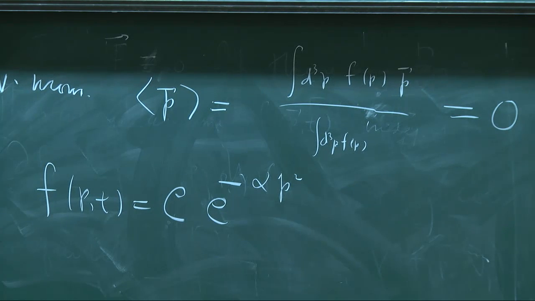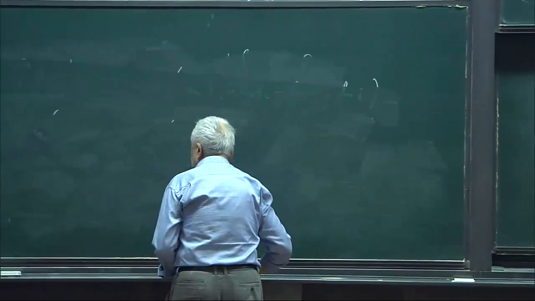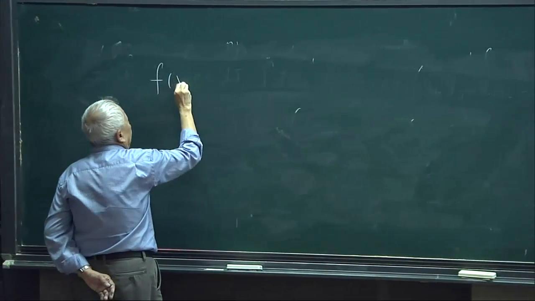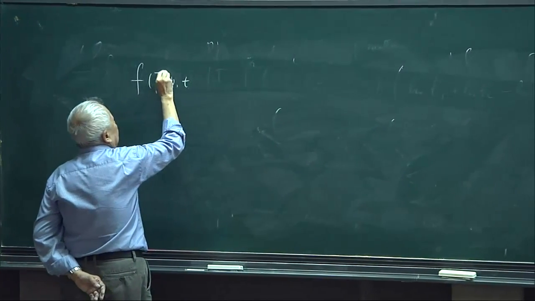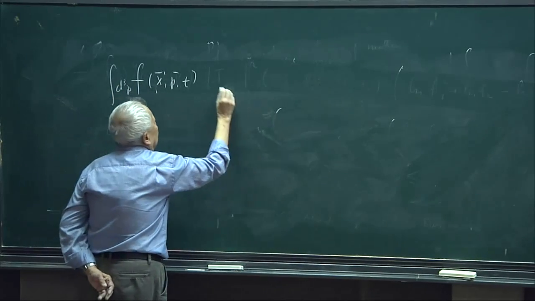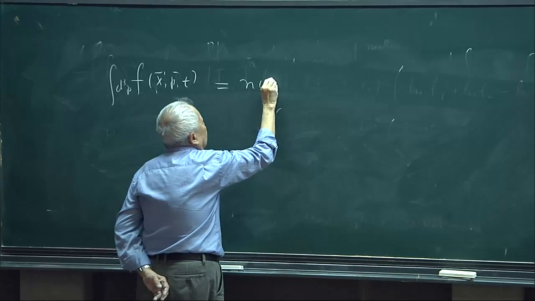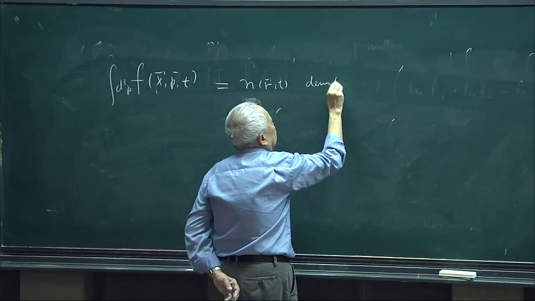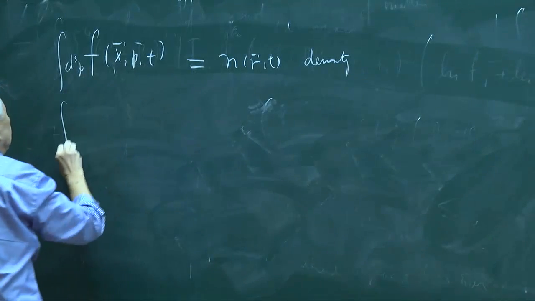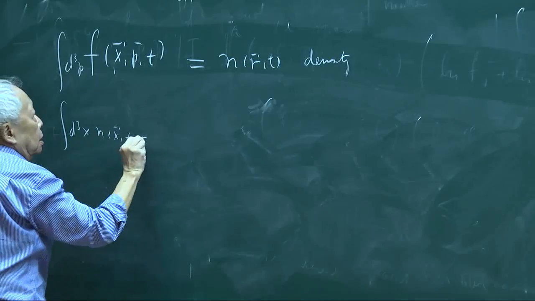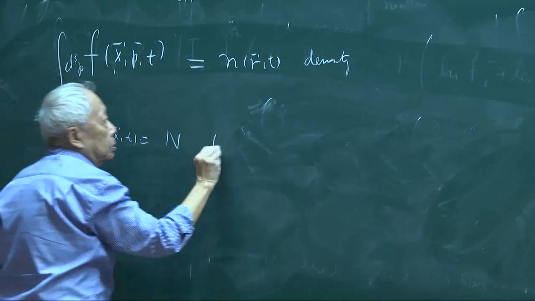If I integrate the distribution over p, then what would be left is the density. F, in general, f of x, p, and t, if I integrate over d3p, the result is a density. And if I further integrate the density n of x and t over d3x, this is equal to N, the total number of particles.